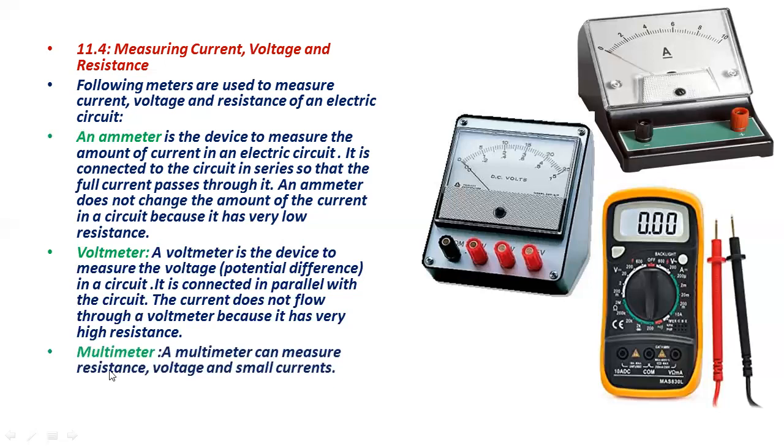A multimeter can measure resistance, voltage, and current, all three in one. A multimeter can measure voltage as well as the resistance and the current. You can see a multimeter in this image.